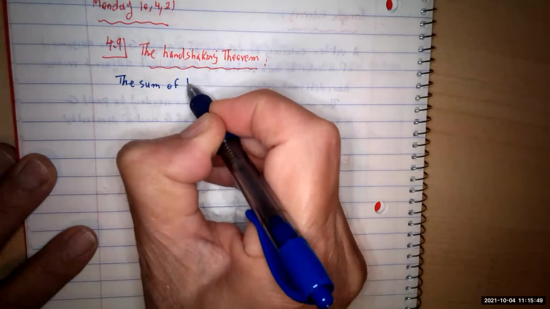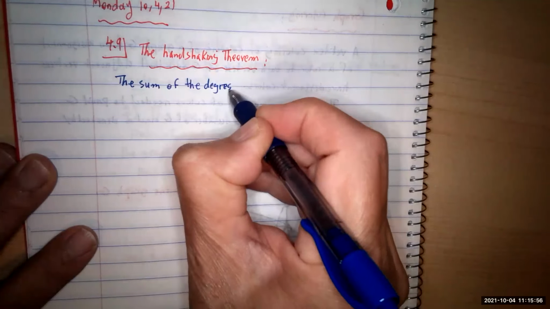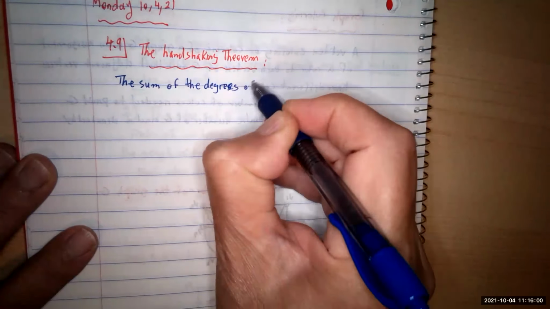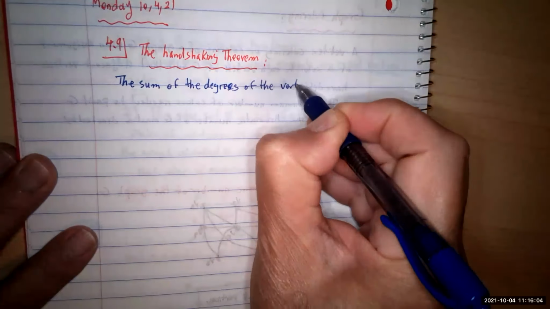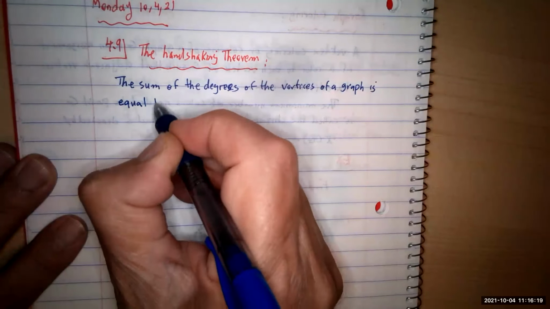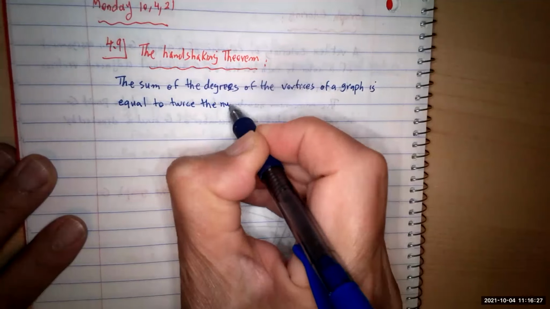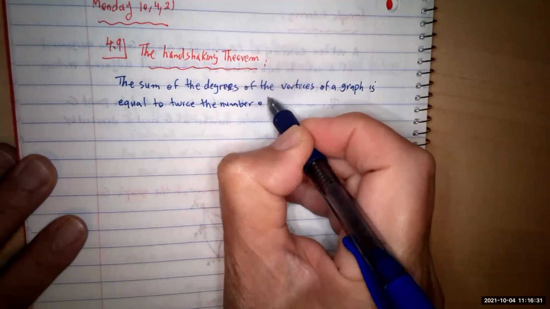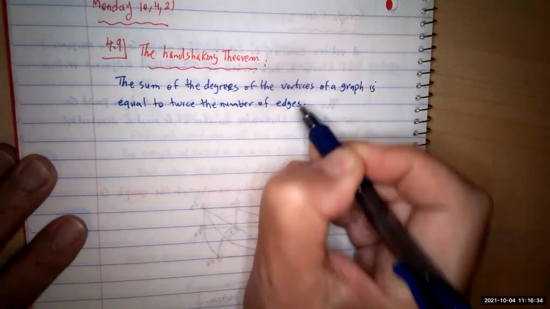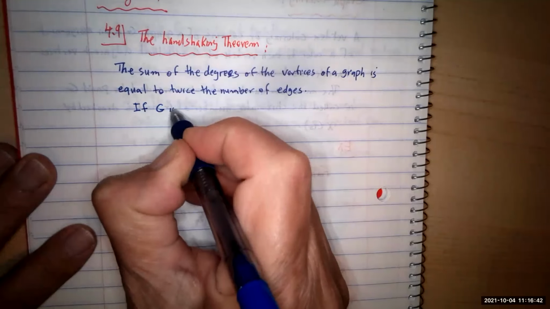Basically, this is it: the sum of the degrees of the vertices of a graph is equal to twice the number of edges. Okay, that's fine.